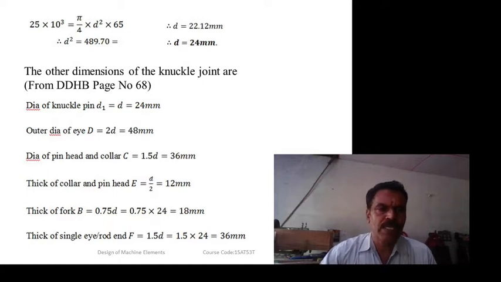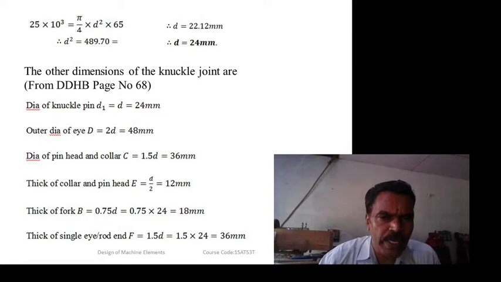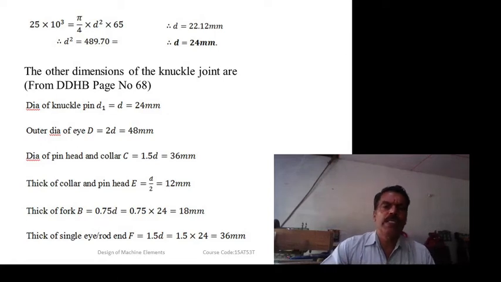So next, the thickness of the collar and pin head is denoted by capital E. That is equal to D by 2. D is equal to 24. Therefore D divided by 2, 24 divided by 2, you will get 12 mm. Okay. Thickness of the fork is denoted by capital B. That should be equal to 0.75 D. So that is equal to 0.75 into 24, you will get 18 mm.